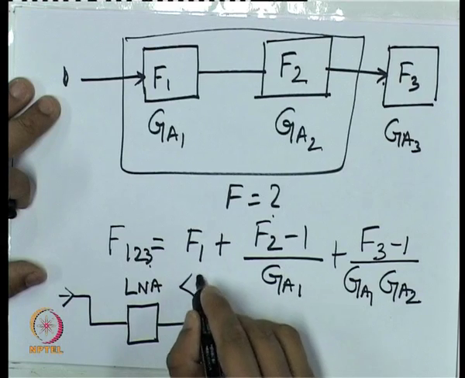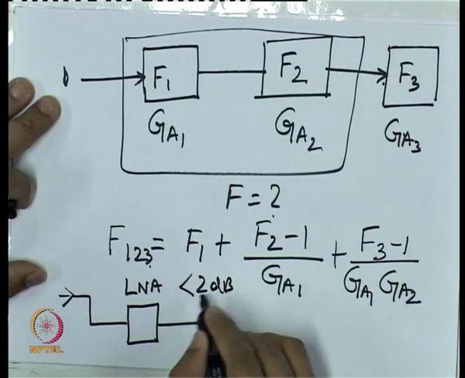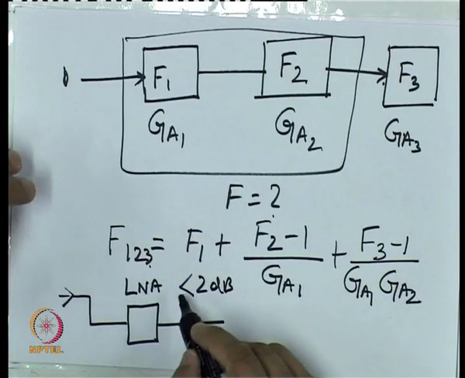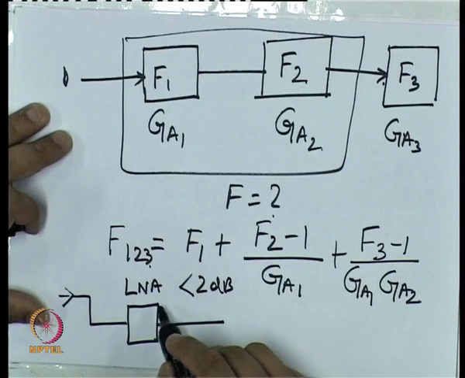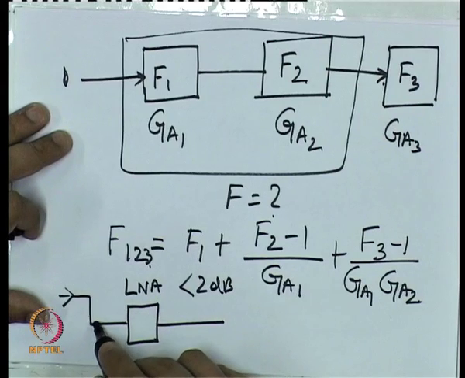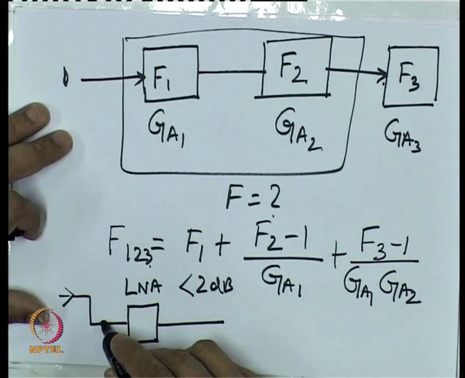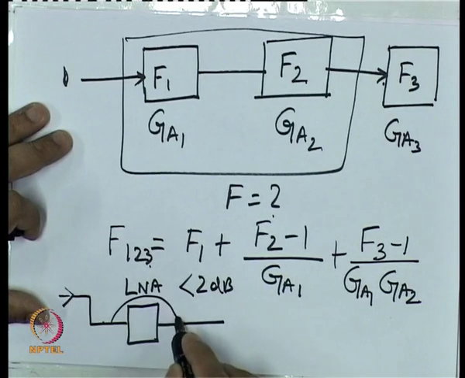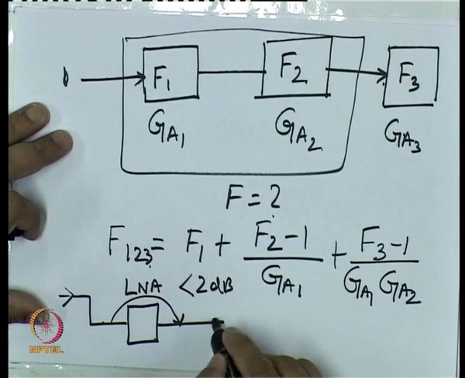In fact, it should be less than 2 dB. And the purpose of the LNA is not to provide power gain so much, but to ensure that the signal is amplified from the extremely low power values received by the antenna to a value which can be used by subsequent stages.